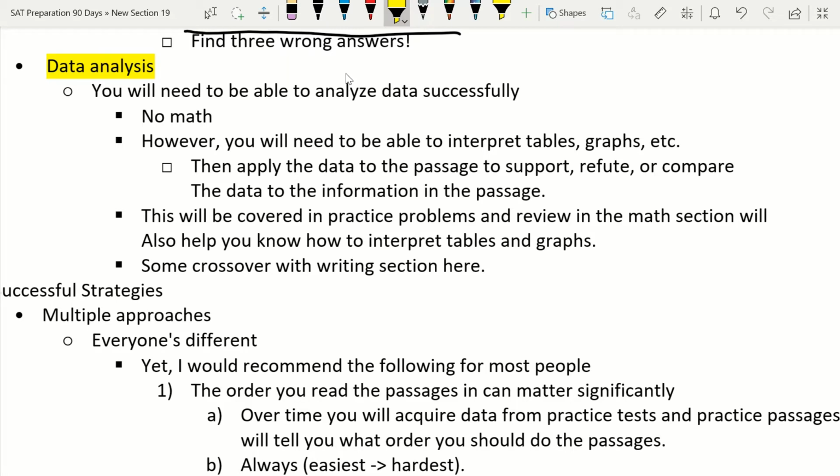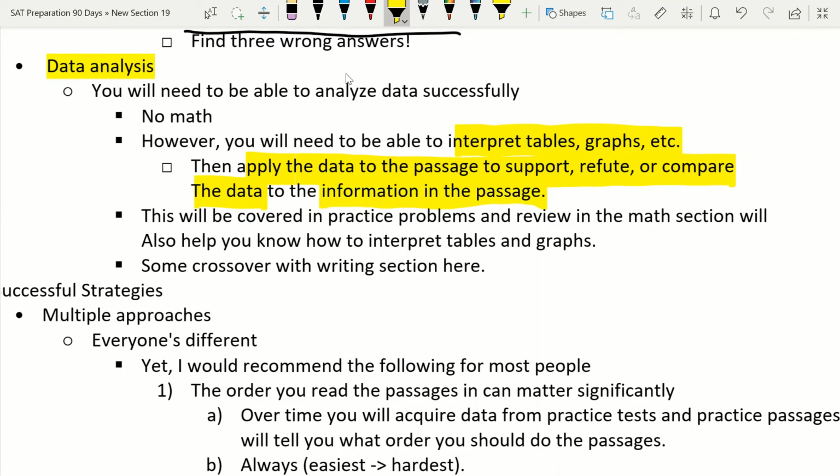So that means you're going to have to be able to interpret tables, graphs, etc., right? A bar chart, things like that, a pie table, all of that. Then after you interpret the tables and graphs, you're going to have to be able to apply the data to the passage in order to support, refute, or compare the data that you were given in your figure to the information in the passage.